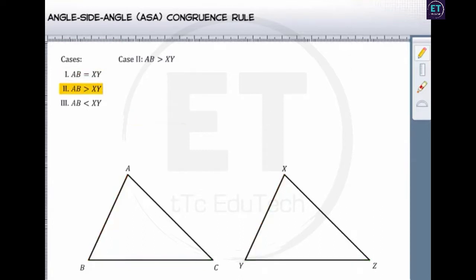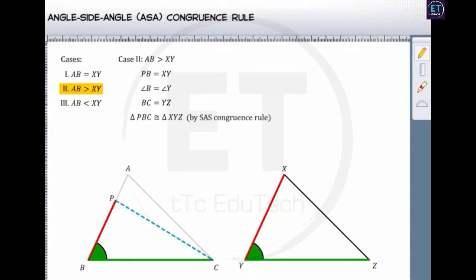In the second case, let's assume that AB is greater than XY. Consider a point P on AB such that BP is equal to XY. Now, in triangles PBC and XYZ, PB is equal to XY, angle B is equal to angle Y, and BC is equal to YZ. Thus, by SAS axiom, triangle PBC is congruent to triangle XYZ. Since corresponding parts of congruent triangles are equal, angle PCB is equal to angle XZY. We are given that angle ACB is equal to angle XZY. So, angle ACB is equal to angle PCB.